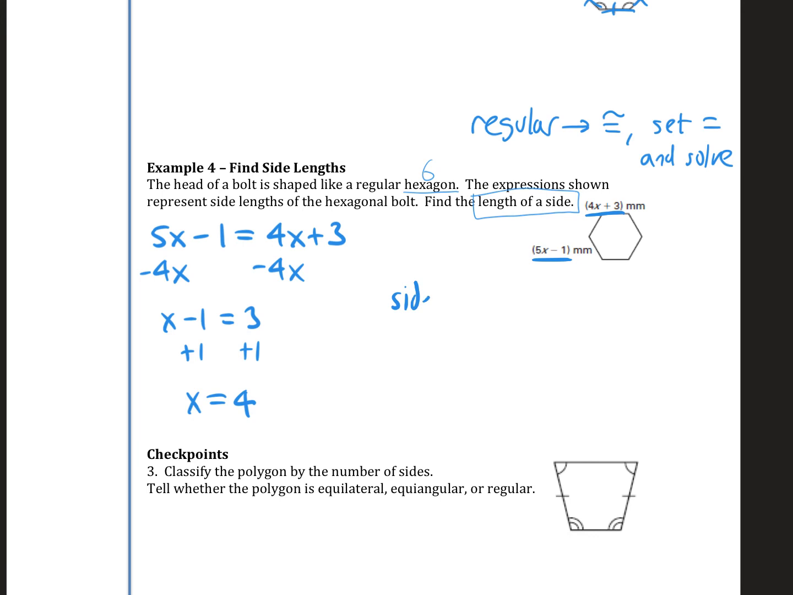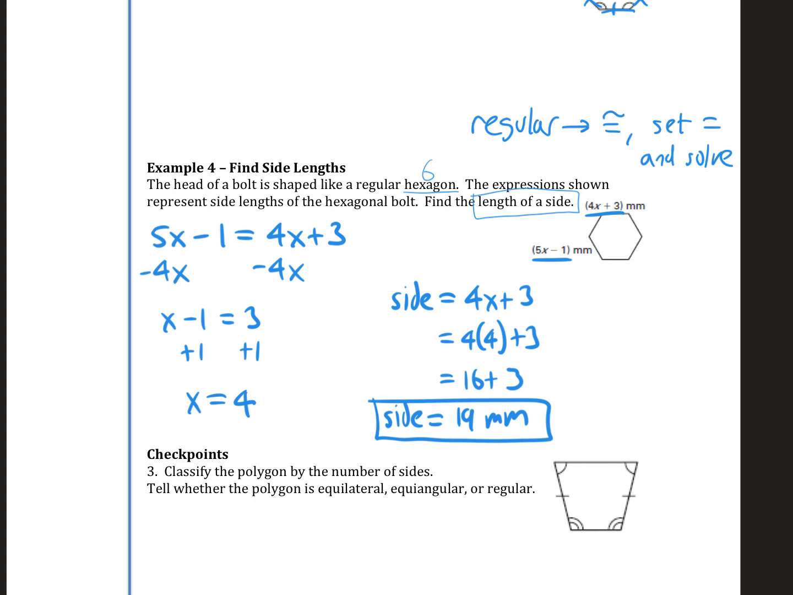Well, no, the side is going to equal... We can either plug into 4x plus 3 or 5x minus 1. I'm going to plug into 4x plus 3. Okay, so we got 4 times 4 plus 3. 16 plus 3. So the side is equal to 19 millimeters. And that's how we do it.